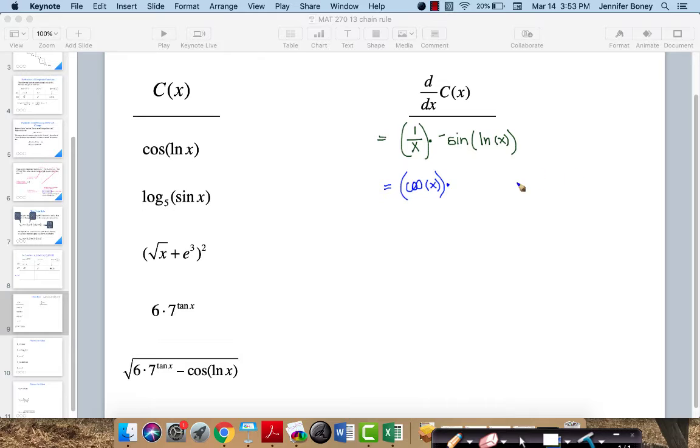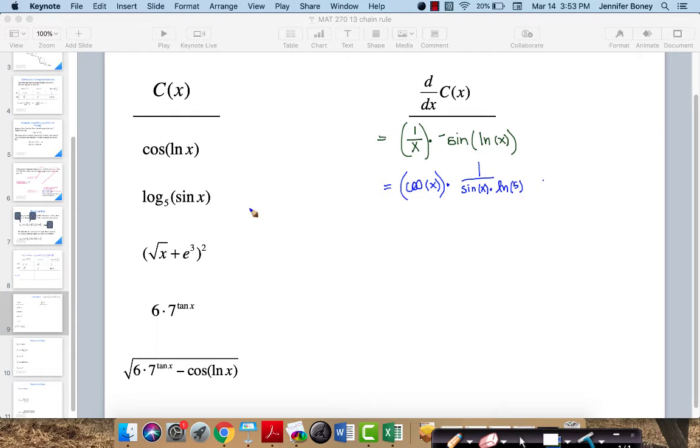So thinking about log base 5 of something else. Log base 5 of x would be 1 over x times the natural log of 5. Log base 5 of something else is 1 over that something else times natural log of 5. I'm just going to write ln this way so it doesn't look like I have a 1 or something.